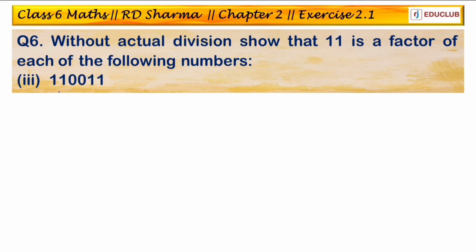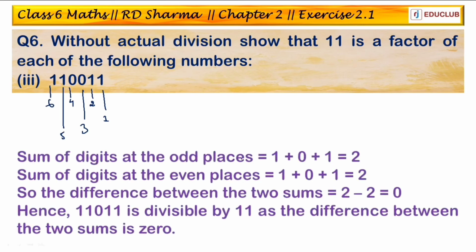The next number is 110011. This is odd place 1, this is even place, this is odd place, this is even place, this is odd place, and this is even place 6. Now let us see. The sum of the digits at the odd places is 1 plus 0 plus 1, which is equal to 2.